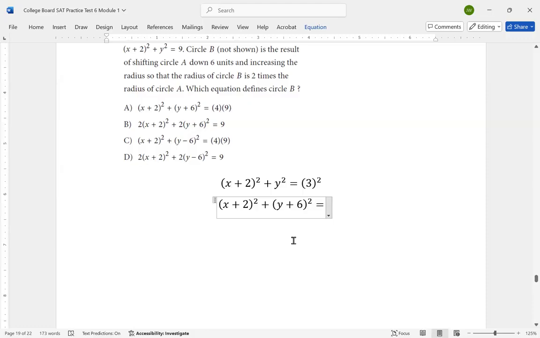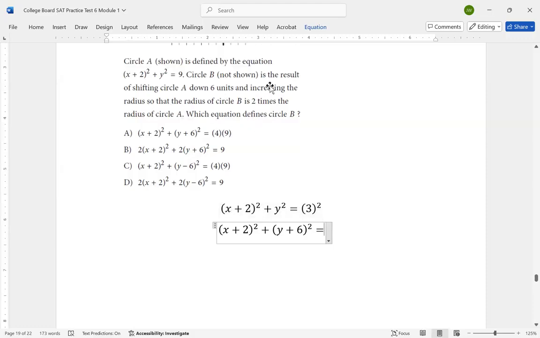Now, we're going to increase the radius so that the radius of this new circle is 2 times the radius of the old circle. Well, if the radius of the old circle were 3, then 2 times that would be 6. You can either write this as 3 times 2, or you can write it as 6. Either way is fine.